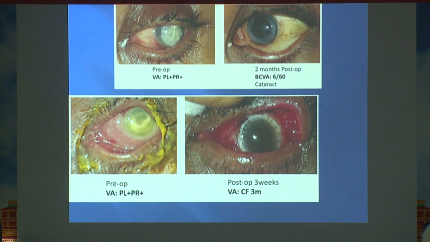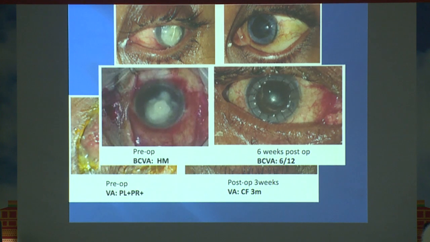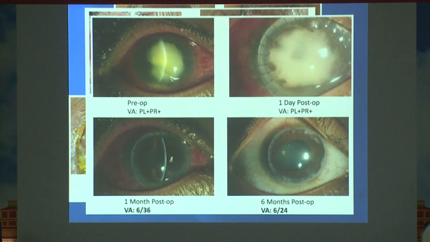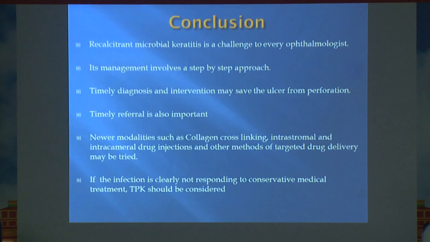So these are a few examples of cases which presented as non-resolving corneal ulcer, and after therapeutic keratoplasty they have done well. To conclude, recalcitrant microbial keratitis is a challenge to every ophthalmologist. Its management involves a step-by-step approach. Timely diagnosis and intervention may save the ulcer from perforation. Timely referral is also important.